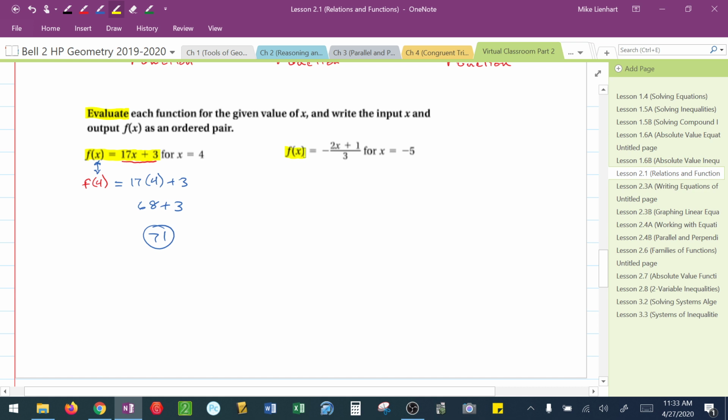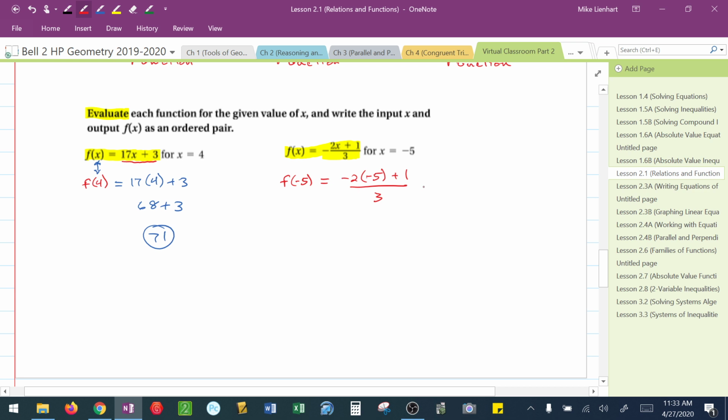Okay? Let's try another one here. The function that they give me, f of x, is negative 2x plus 1 over 3. They want me to find f of negative 5. That's what this x equals negative 5 indicates. I go to the function. I have negative 2 times negative 5 plus 1 divided by 3. Notice I moved that negative sign that was in the middle up to the top. You don't want it just floating around in the middle. Always give it to the top of the expression.